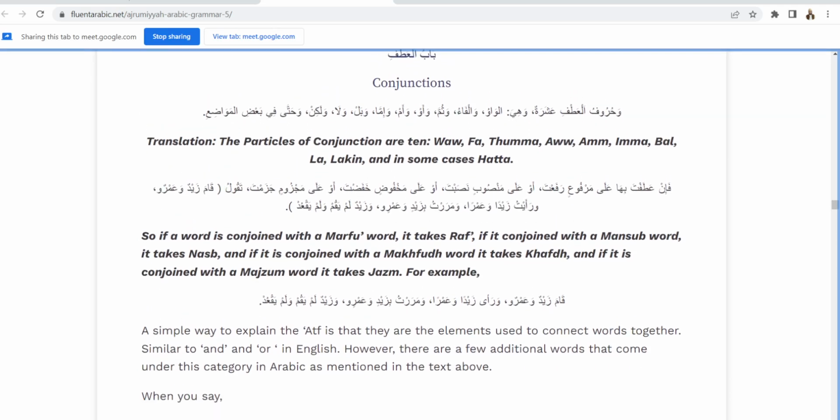the letters of عطف are 10. حروف العطف 10. الواو فا ثم أو أم إما بل لا لكن حتى in some places.